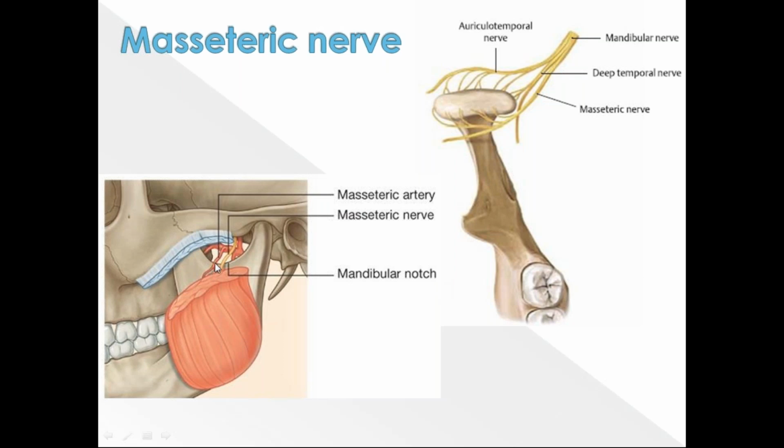Masseteric nerve supplies the masseter muscle from its deep surface. It emerges through the mandibular notch.